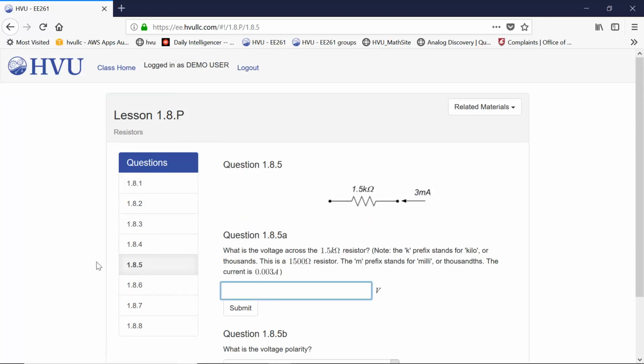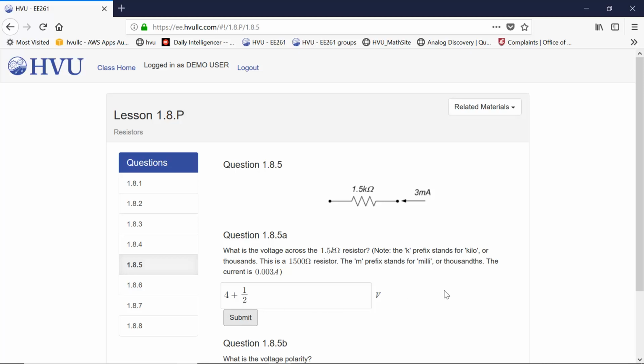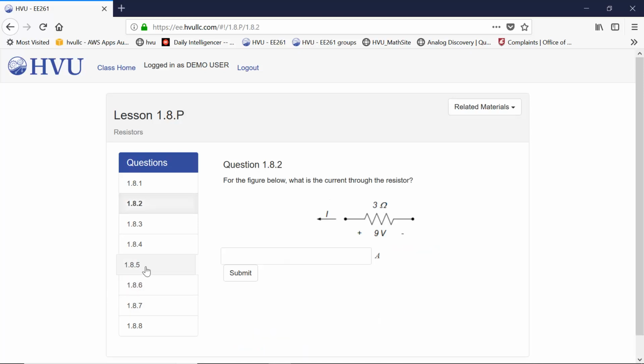Since voltage is the product of current and resistance, I could say that this is 3 times 1.5 kilo ohms. 3 times 1.5 is 4.5. That's numerically the same as my previous answer. I could get rather silly and say 4.5 is 4 plus 1/2. Anything that evaluates to 4.5 will be tagged as being correct. Let's exit and come back to this problem yet again.